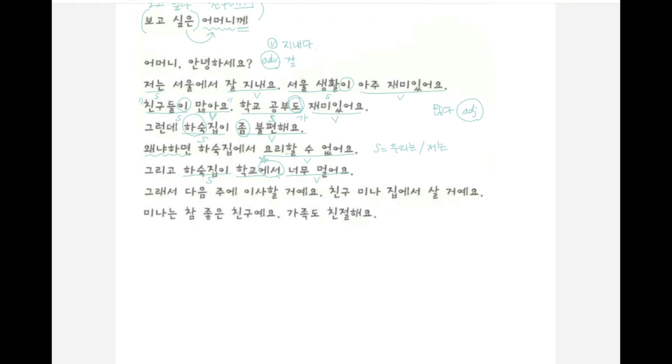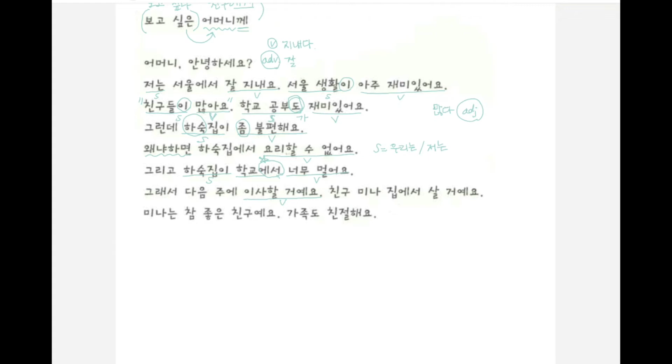그래서 다음 주에 이사할 거예요. So where's the subject? Exactly, hidden. There's no subject, isn't it? So where's the verb? 이사할 거예요 is a verb in the future tense, isn't it? So who will move? I will move, isn't it? So the hidden subject will be I. 그래서 저는 다음 주에 이사할 거예요. I will move out next week.